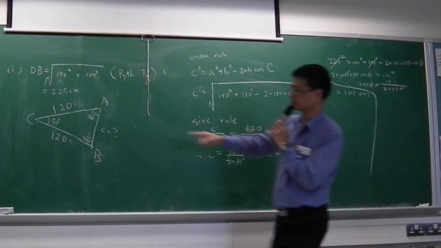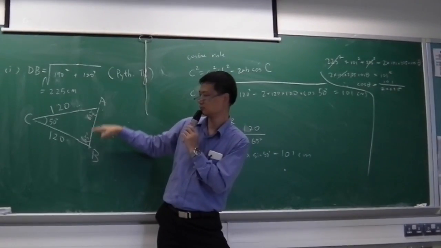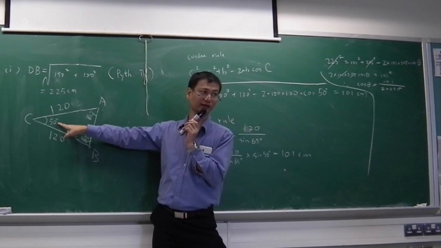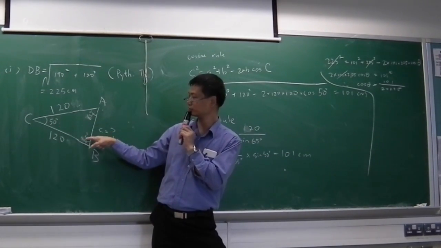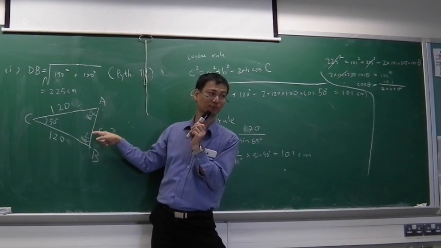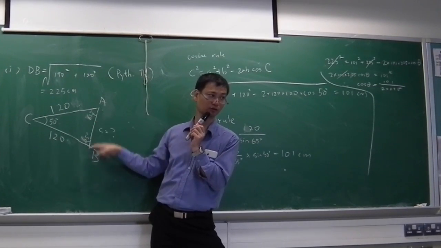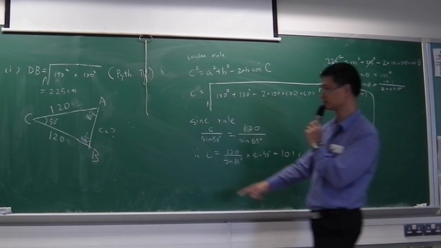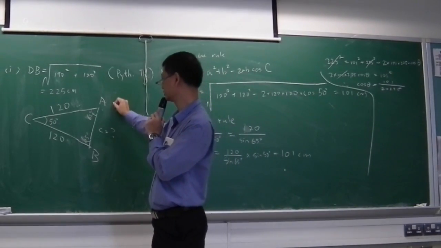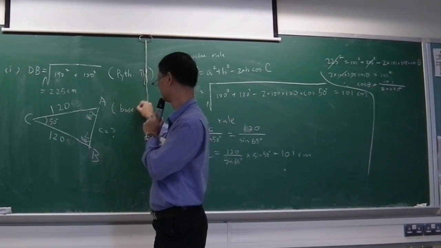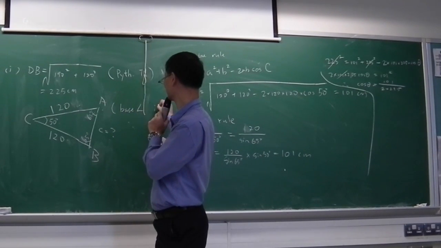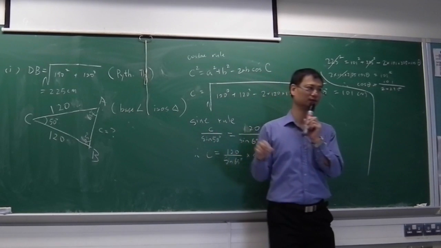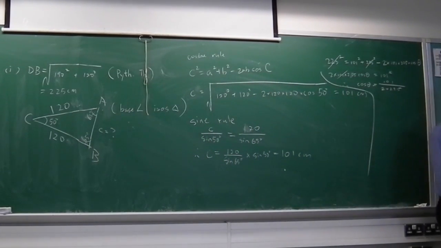The reason for this is 65 is the base angle of an isosceles triangle. Base angle of isosceles triangle.